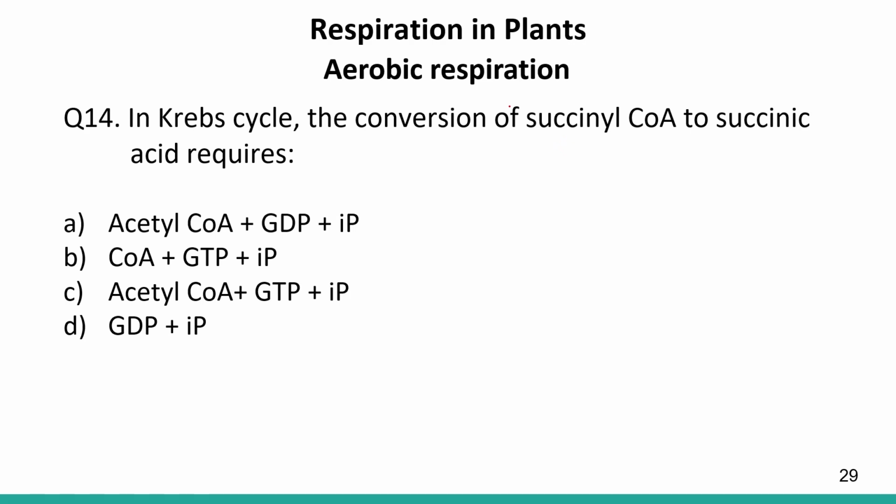Now, next question is, in Krebs cycle, the conversion of succinyl coenzyme A to succinic acid requires. Again let's talk about the citric acid or the Krebs cycle. When succinyl coenzyme A is converted into succinate, GTP is produced from GDP. So the answer is option D, GTP and inorganic phosphate. The conversion of succinyl coenzyme A to succinic acid requires formation of GTP from GDP and inorganic phosphate. This is the correct option.